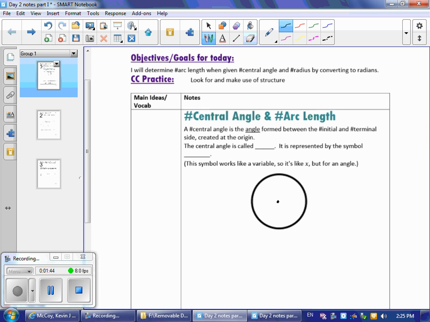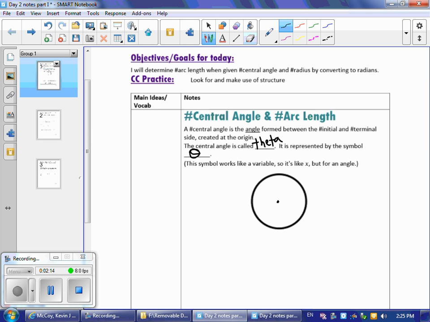Alright, this central angle that we're going to have is actually called theta, T-H-E-T-A. It is represented by this particular symbol, and again, this is a Greek letter. It's basically a circle with a line right through the middle. That's theta. The symbol works just like a variable would, so it's like x, but it's for an angle, so we call it theta.